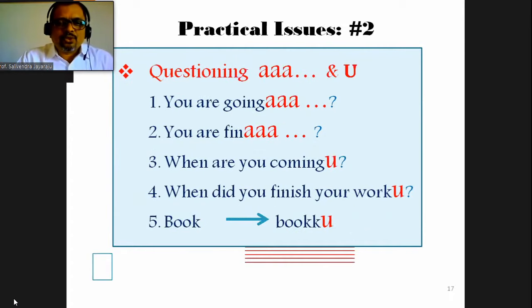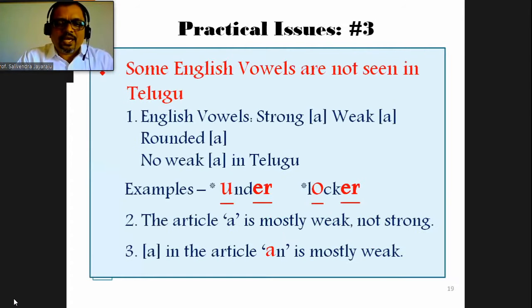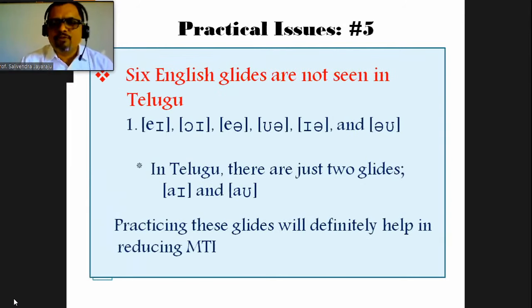And when it comes to light and strong and weak, the article a is mostly weak, not strong. So most of the times we produce it as a strong and a long one. Yeah, he's a doctor, but he's a doctor. Engineer, weak. So let us move faster. I'll just wind up my session in another 5 minutes time, I believe.